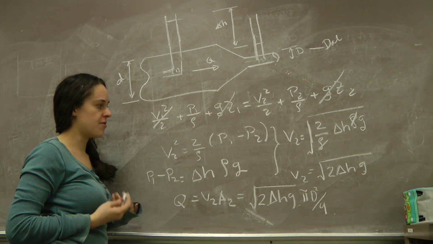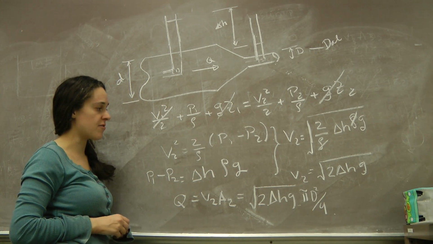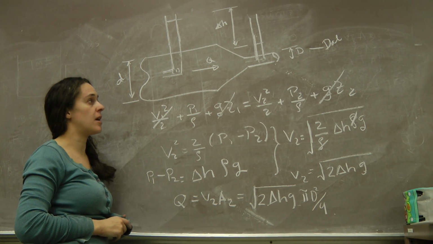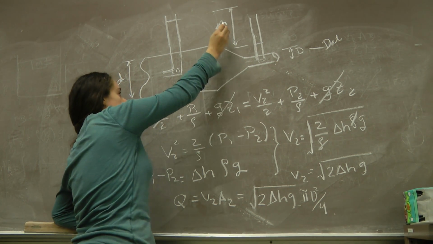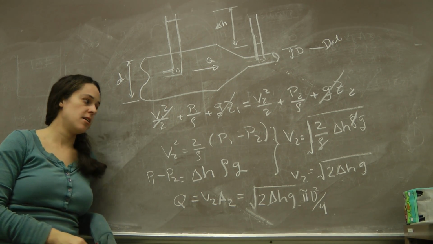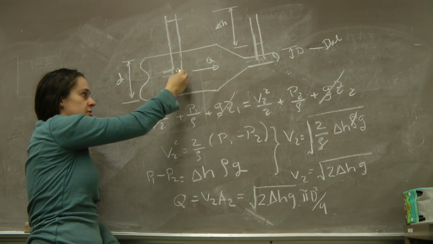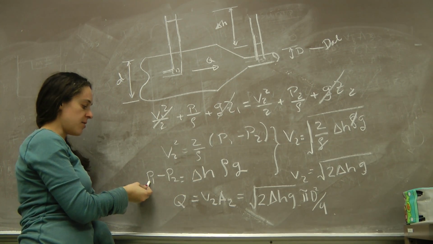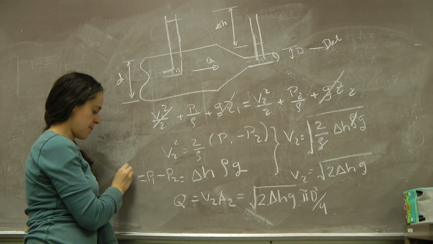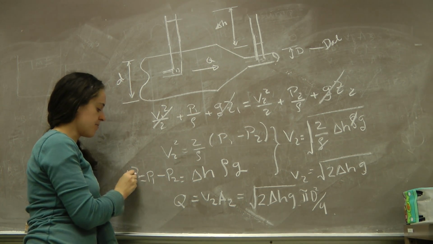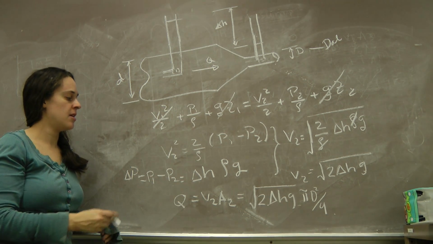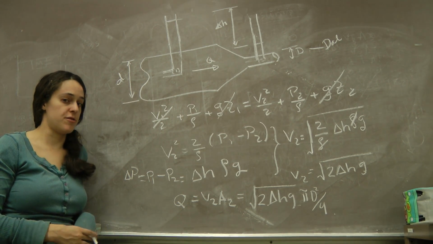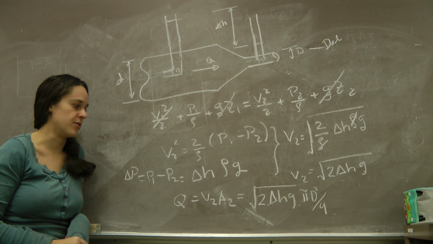Now, you don't have enough information to know P1 and P2 individually. What I tell you, actually, is by me writing this delta H, I'm telling you the pressure difference. So P1 minus P2 is the pressure difference between this point and this point. And so what I can write now is this delta P is equal to P1 minus P2. And that's actually going to be delta H times rho g. And that should remind you of hydrostatics, okay? So delta H times rho g.